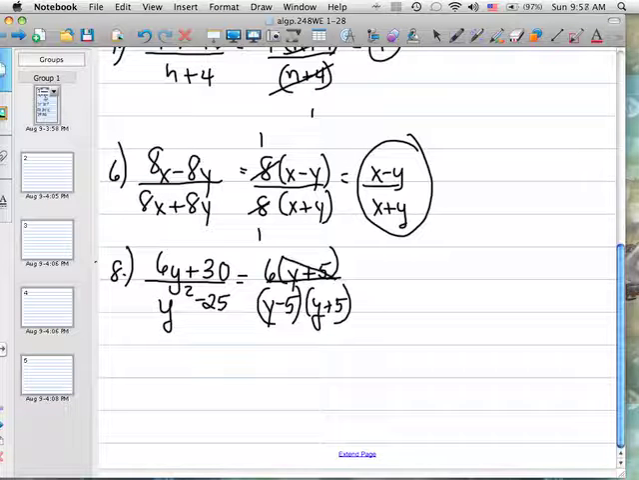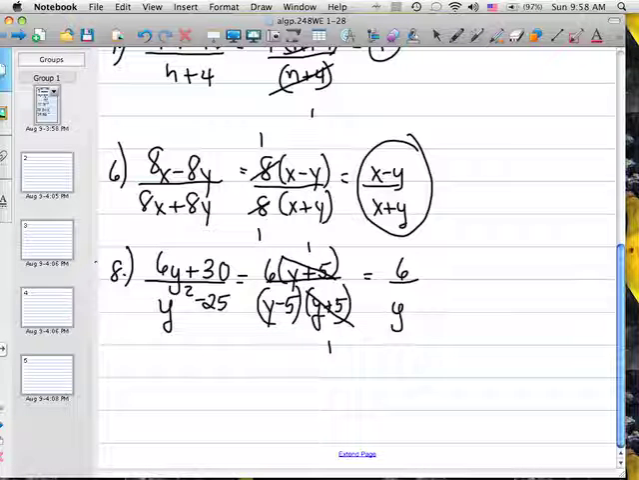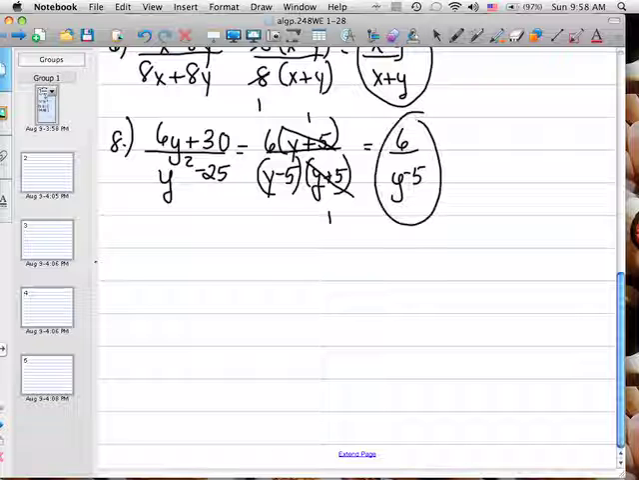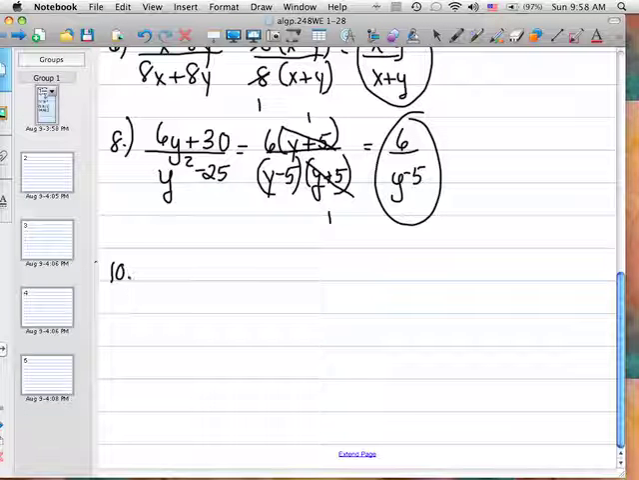So we can cancel out the quantity y plus 5, top and bottom, and that leaves you 6 over y minus 5. Notice I dropped the parentheses once I know I can't do anything else. And the restriction here would be that y could not be 5, because 5 minus 5 would be 0. And that's the last I'll do with the restrictions.